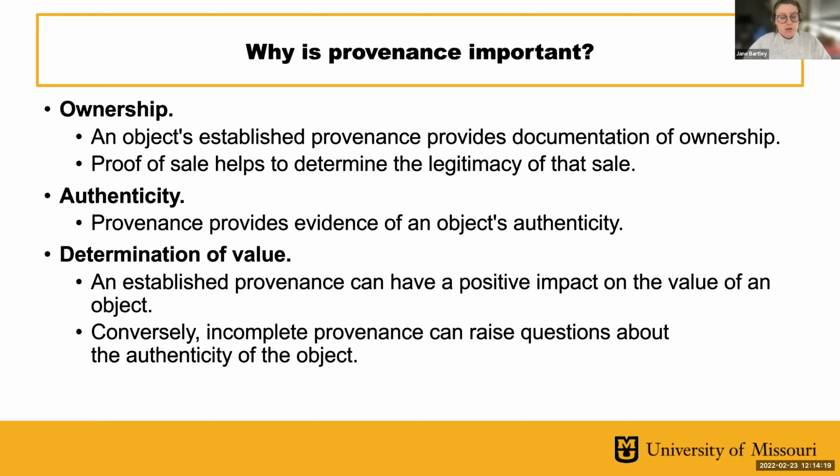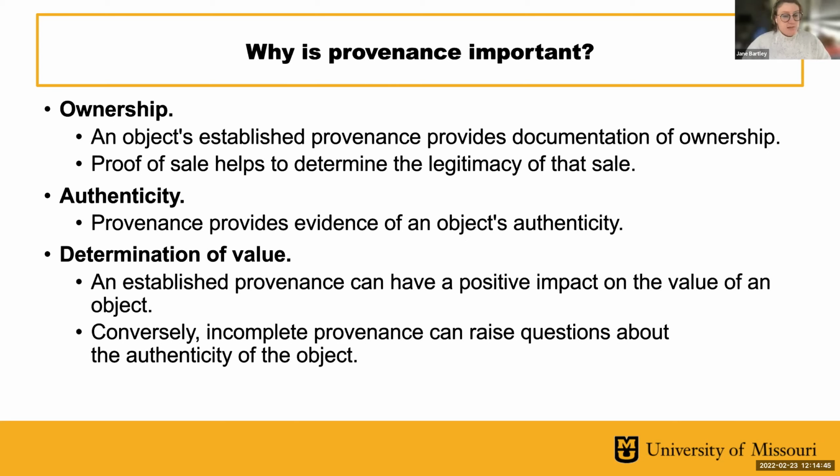Other supporting documents like a proof of sale can also help legitimize that even further. So the next one on my list is authenticity. The provenance for an object helps provide the evidence to solidify that object's authenticity. Unfortunately, forging and falsification of documents is a real issue, so oftentimes other evidence is needed besides that provenance.